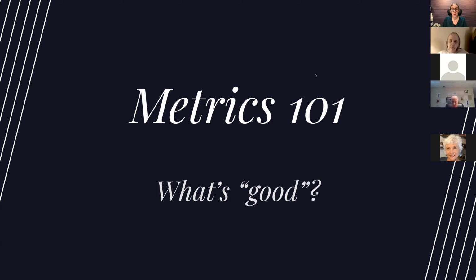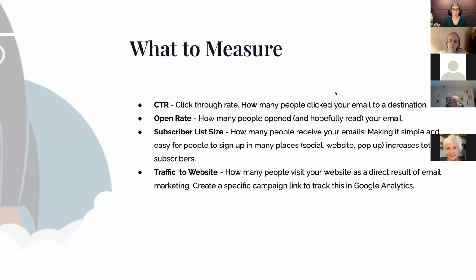So when we're looking at emails and you're looking at how is this performing? What is successful? What do we need to tweak? What are the things that I should even be measuring by? What is considered good? We have a few different metrics that you'll want to take a look at. The first is your click-through rate. This is abbreviated as CTR.